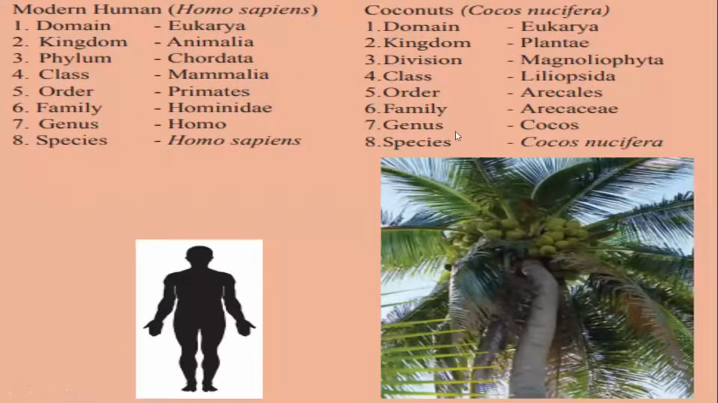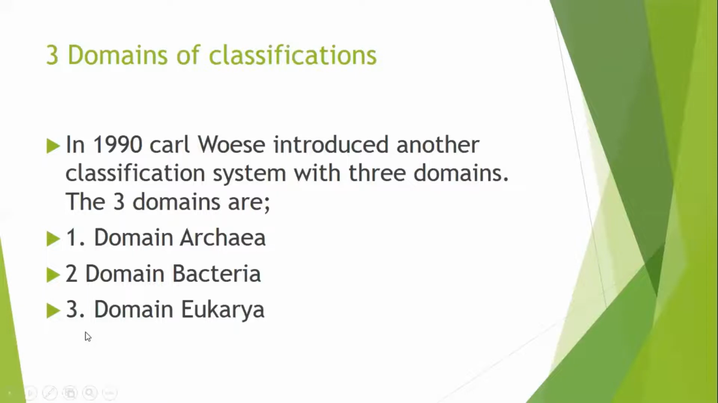This is a chart that I included to show the differences between the scientific classification of Homo sapiens and Cocos nucifera, about the coconuts and modern humans. So let's go on forward.